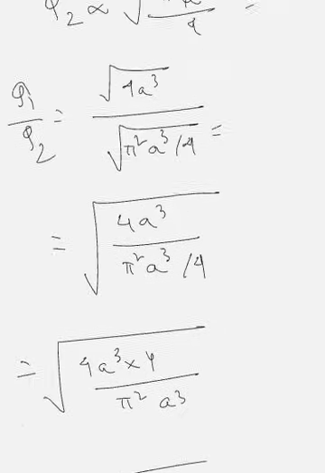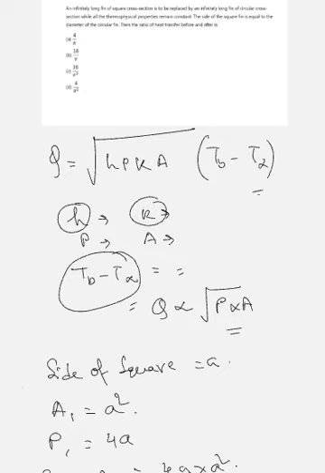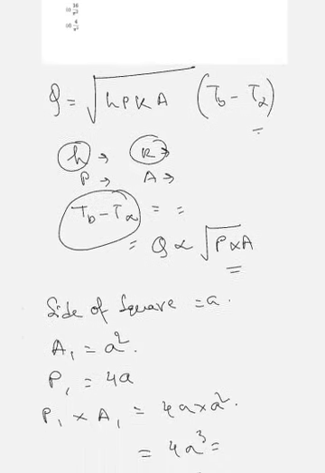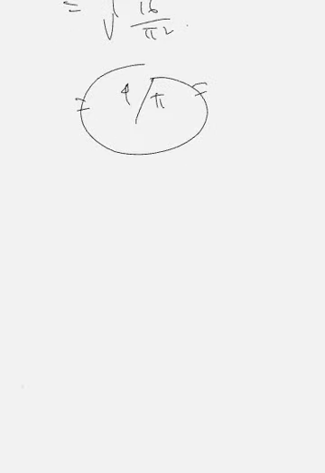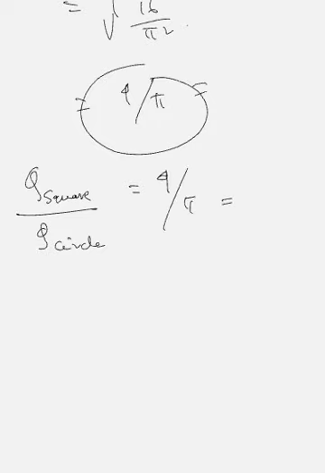Let's check the options. Option A will be the right answer for this particular question. Now, let us understand what this means physically. Since Q square by Q circle is 4 by pi, and we know 4 by pi is near about 1.27, that means the square fin transfers about 27% more heat than the circular fin when the side of the square is equal to the diameter of the circle.